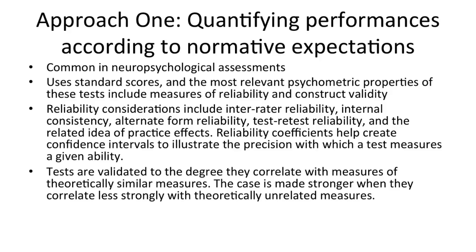And tests are validated with this approach to the degree that they correlate with similar measures. And it's even better if they don't correlate with what they shouldn't correlate with. So a test of memory should correlate with another test of memory, but probably shouldn't correlate with someone's shoe size or social security number, since those are supposed to be unrelated to memory.